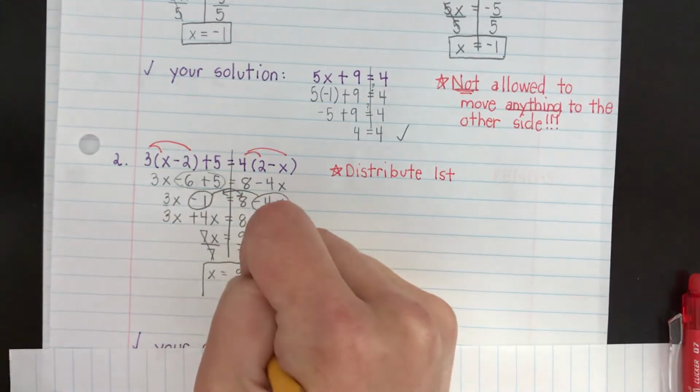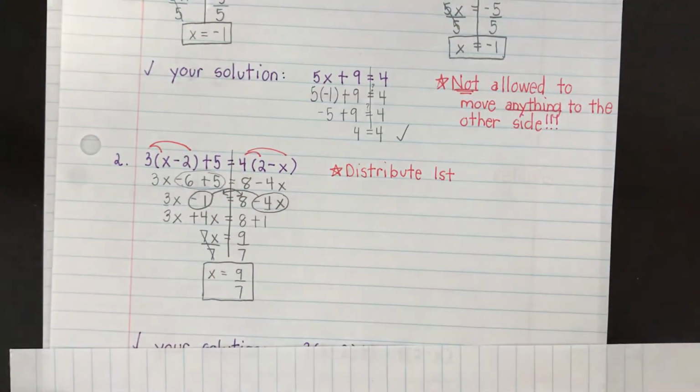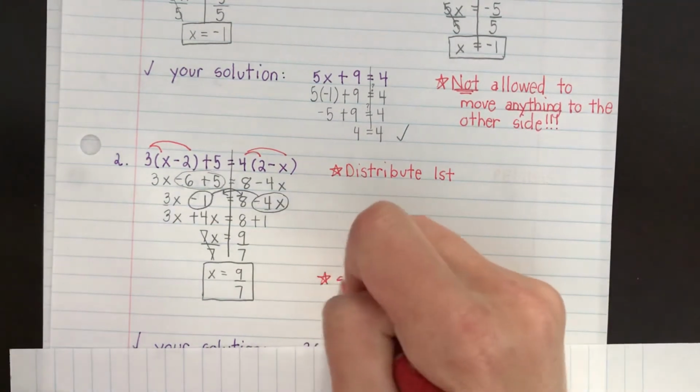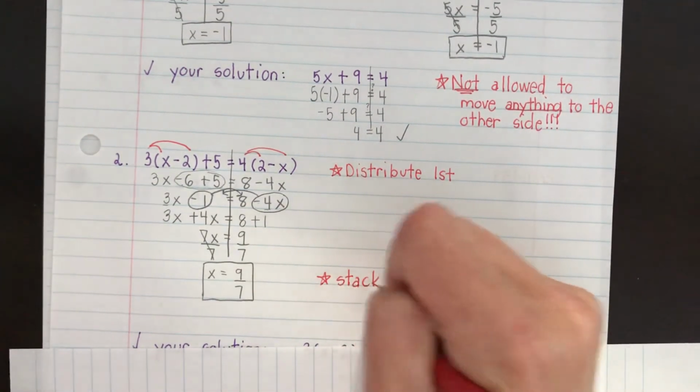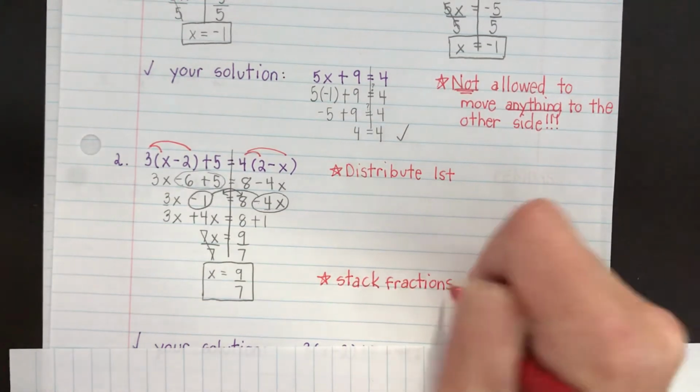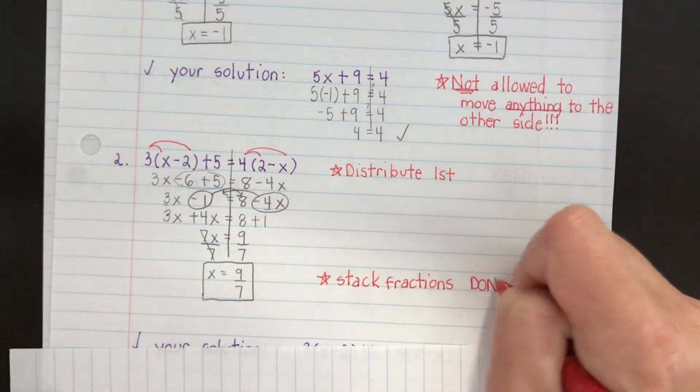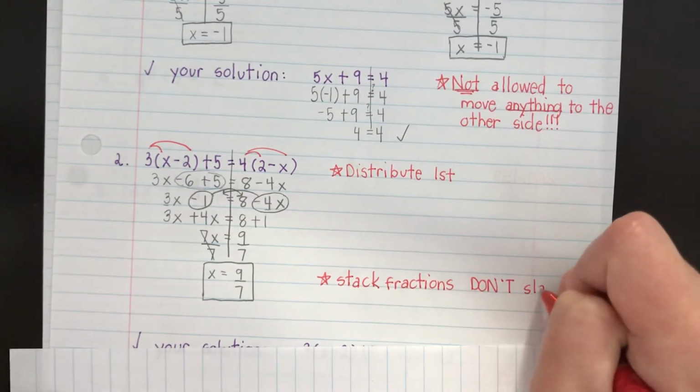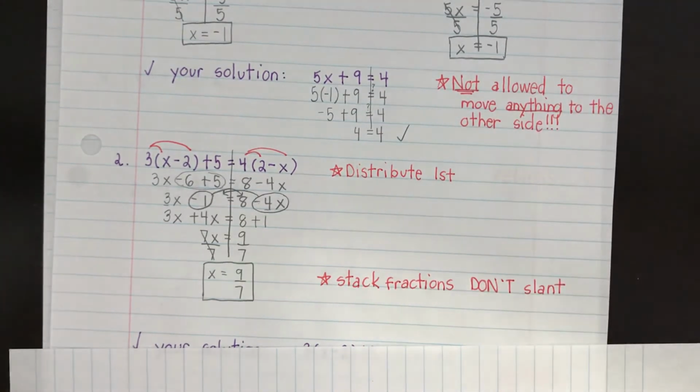Another note I want to make for you really quick. In my class, you must stack fractions. This is no longer algebra 1, it's algebra 2. You're not allowed, don't slant. We are not going to be working with baby numbers this year, okay?